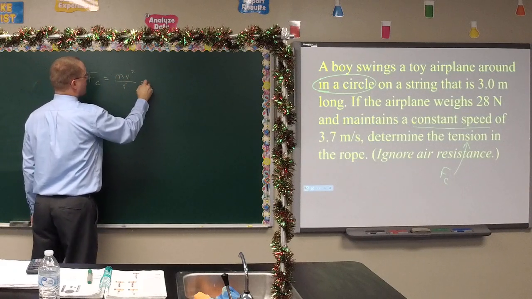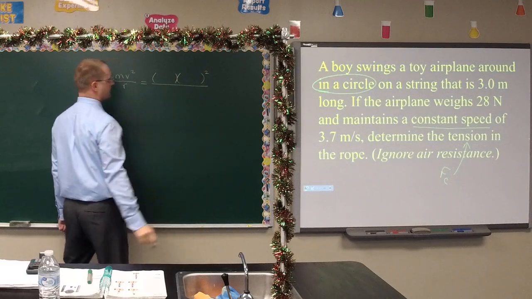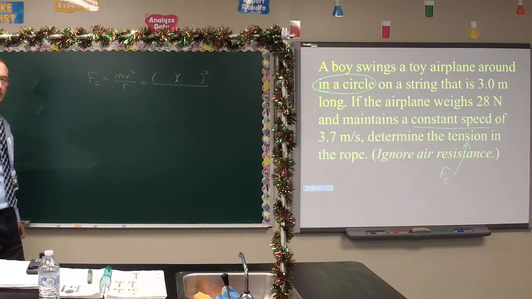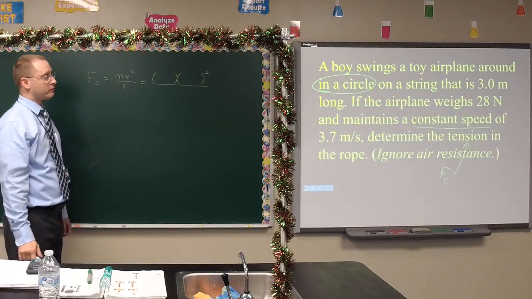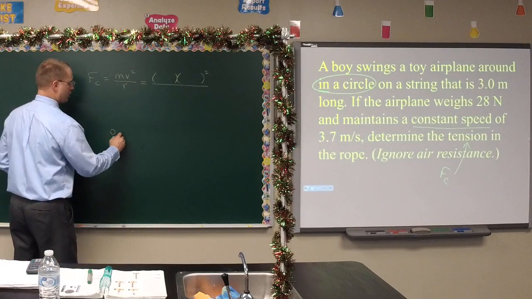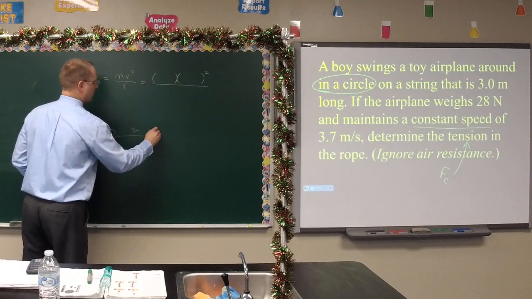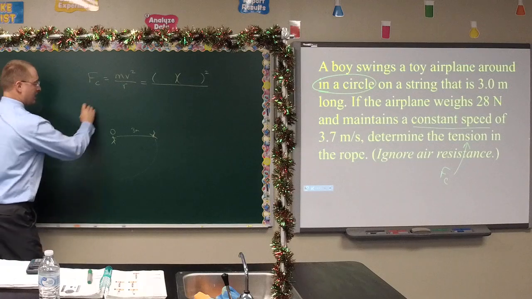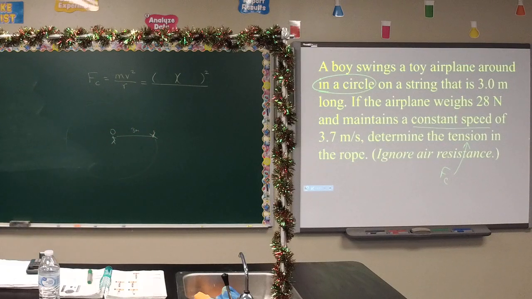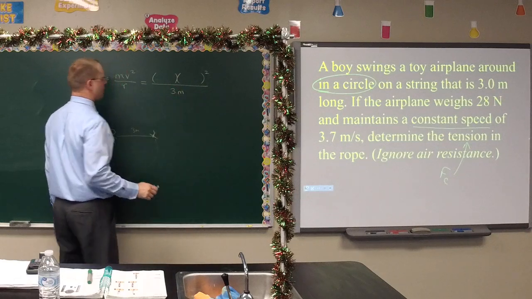mv squared over r. So I need to plug in the mass, take the speed and square it, and divide it all by the radius. What is the radius? 1.5 meters? Well, the string is 3 meters, right? So here's the little boy, and there's a 3-meter long string, and there's the airplane. And it's going around him in a circle. So what's the radius? 3. The actual 3 is the real radius here.